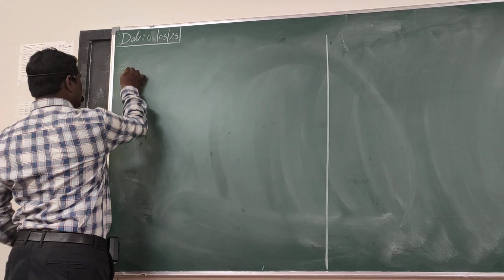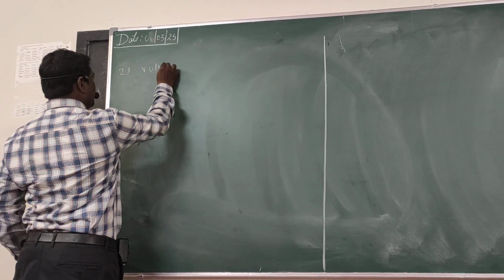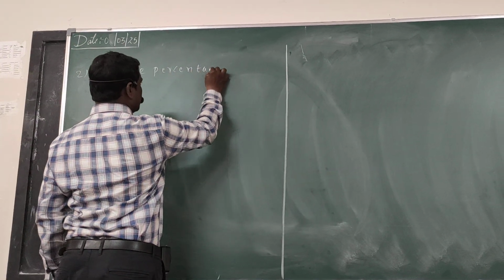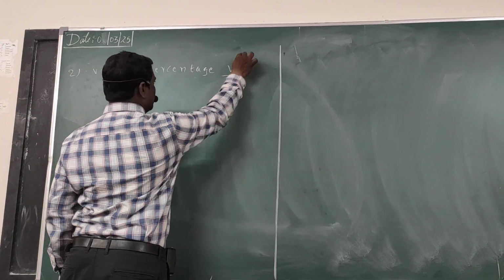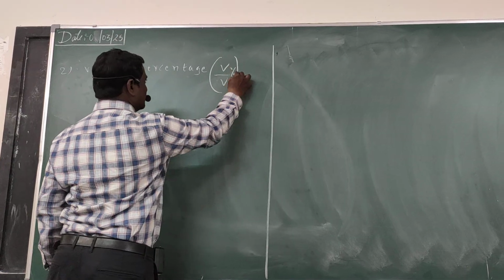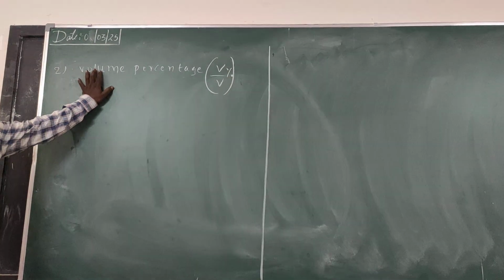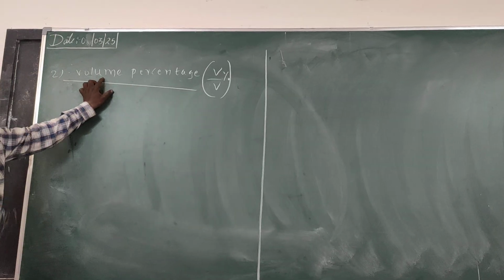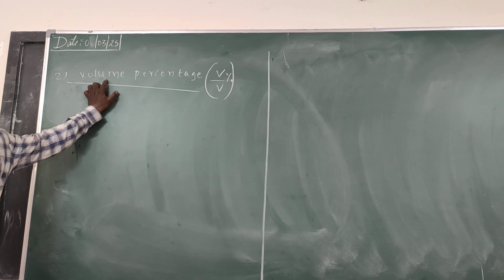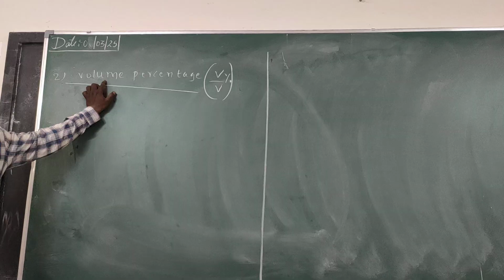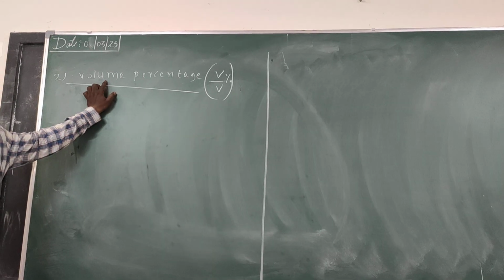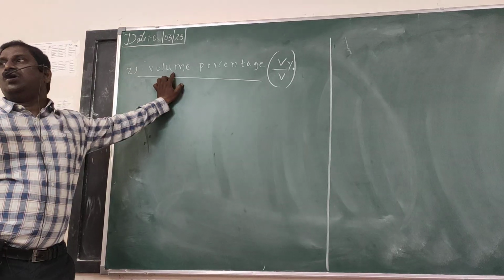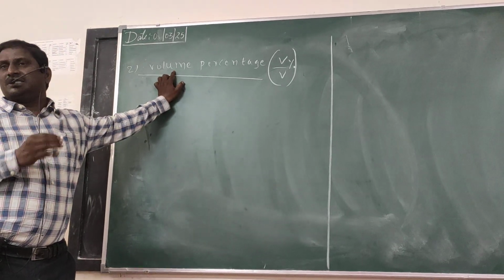The second one is the volume percentage. The symbol is V by V percentage. I think you have understood. Yesterday I told you mass percentage. That means here is the same definition, but instead of mass, we should change the word to volume. That's all. Understood? Same definition.